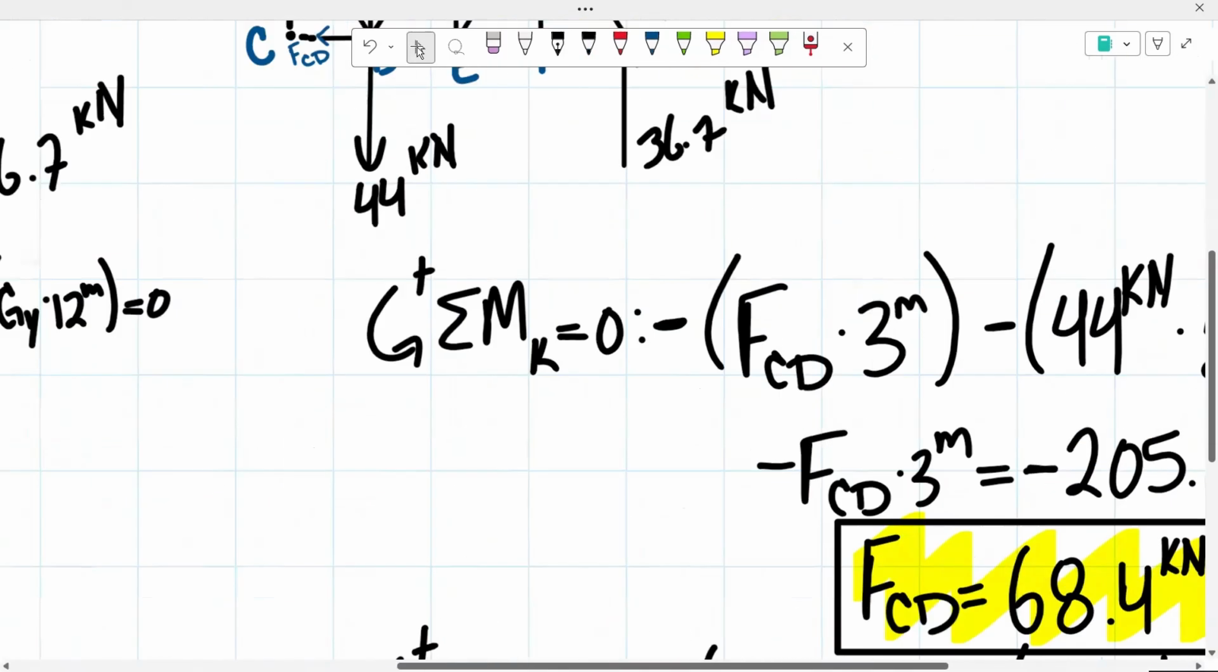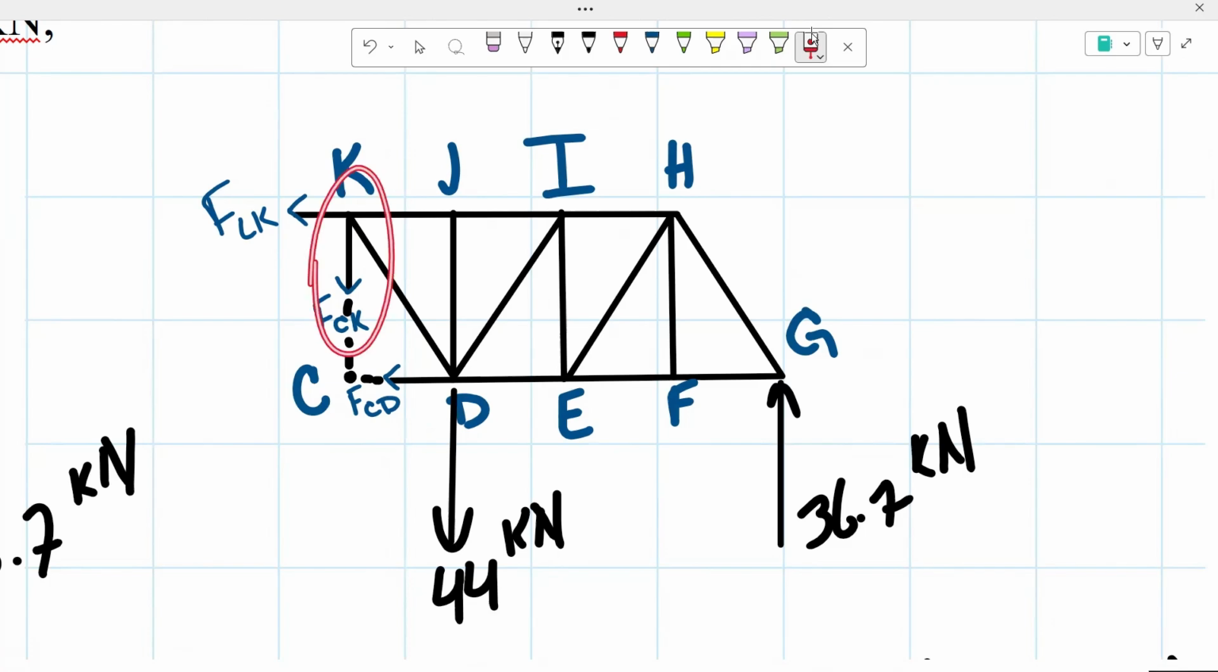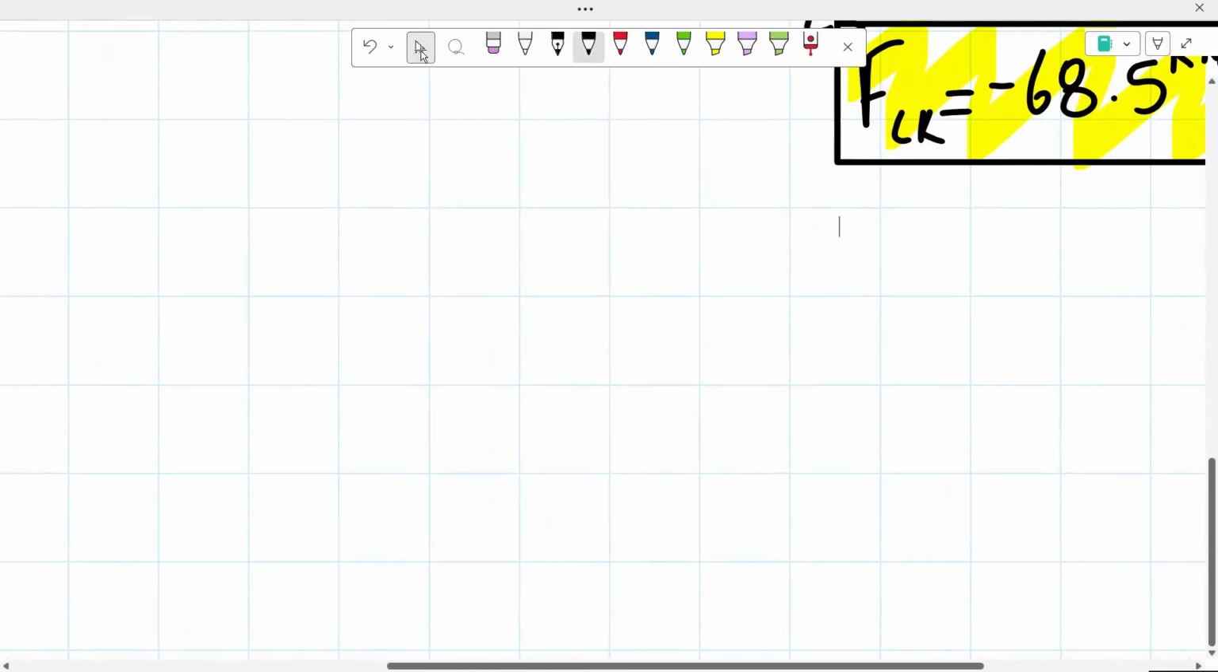Now we're going to go back up to our figure that we drew. We found the force of the member LK and the force of the member CD. The only one that we're missing is the force of our member CK. As we can see, this is a vertical force, and that's the only unknown force that we have. So simply what I'm going to do is take the sum of the forces in the y direction, because for vertical forces we just have 1, 2, 3, and only one of them is the unknown one. So we can do that to solve for its force.